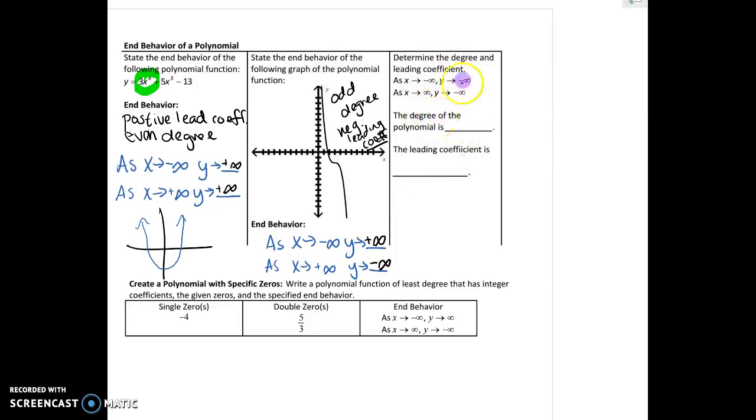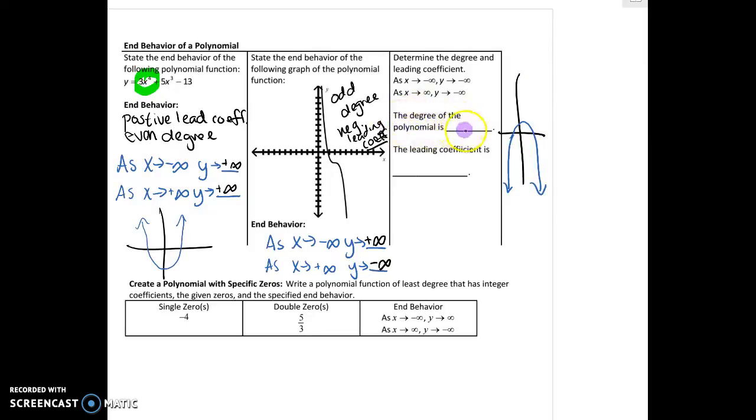It says determine the degree and the leading coefficient. Can you do that from just the end behavior statement? Something that might help you is to give a sketch. I'm actually going to move this here. It says as x goes to negative infinity, y is going to negative infinity, so it's going down. And as x goes to positive infinity, y is also going to negative infinity, so it's also going down.